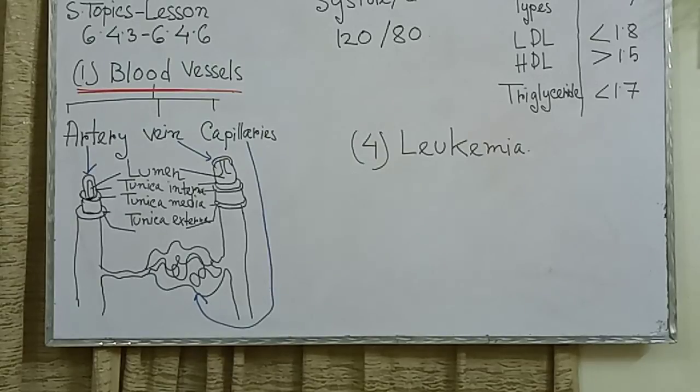Please everyone see the board. Here I also draw types of lipoprotein or types of cholesterol. Here also LDL, HDL and triglyceride. First, LDL. What is LDL? LDL means low density lipoprotein. This is called bad cholesterol because it increases the risk of heart disease.